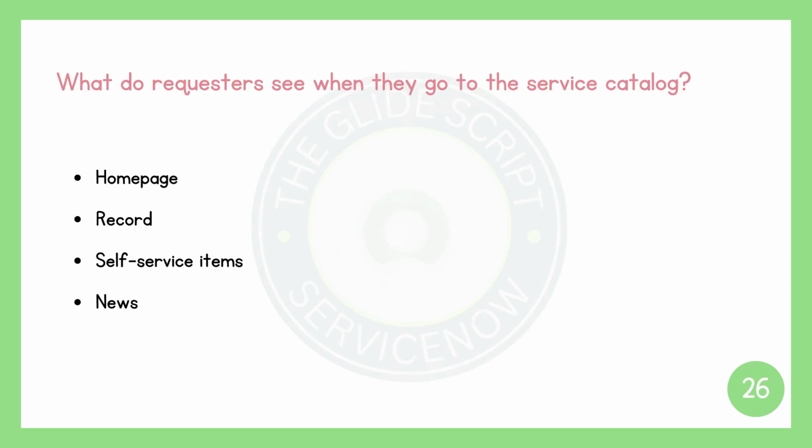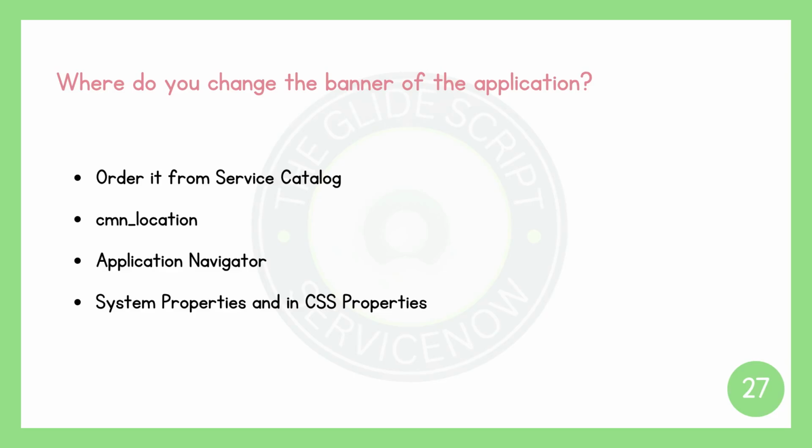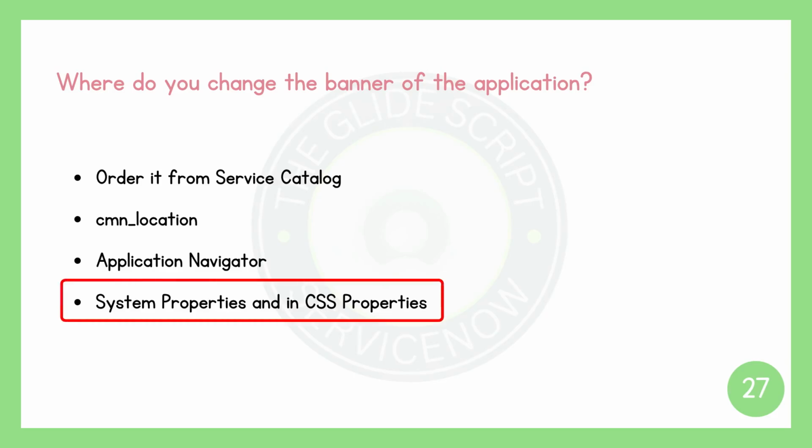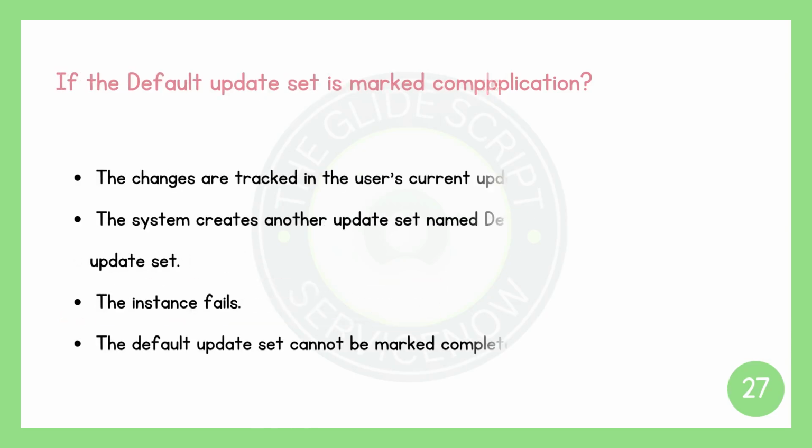Next question is what do requesters see when they go to service catalog? And the correct option is the self-service items. Next question is where do you change the banner of the application? And the correct option is system properties and CSS properties.